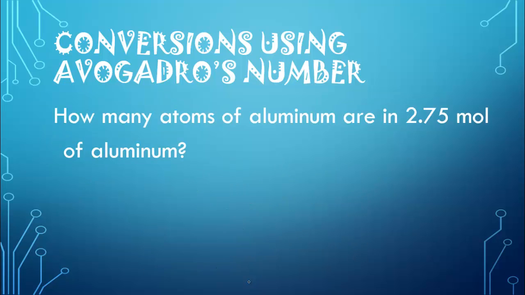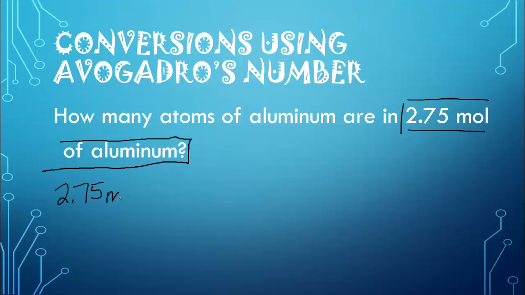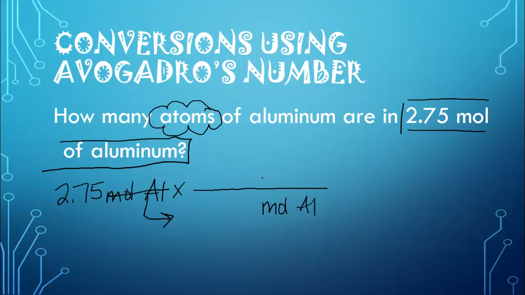Let's do another one. So how many atoms of aluminum are in 2.75 moles of aluminum? Always start with what's given, so moles of aluminum. So we have 2.75 moles of aluminum times a line. We want to get rid of moles of aluminum, so it's going to go on bottom. What we are looking for this time is atoms, so that is going to go on top. 6.02 times 10 to the 23rd always goes with atoms. So 1 always goes with moles.